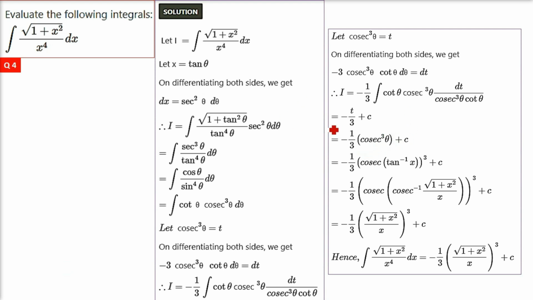Just follow these instructions, and the concept and the logic I've told you. x equals tan theta one time and t equals cosec cube theta one time, and then tan inverse x has to be converted into cosec inverse x. That will be under root 1 plus x square by x. That's the whole story of this question.